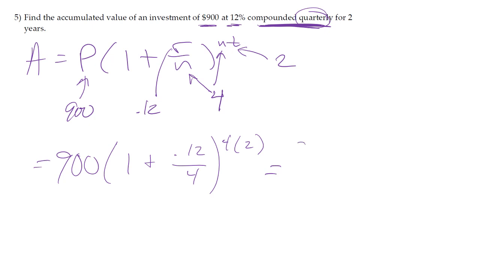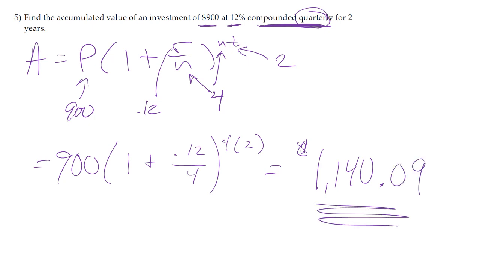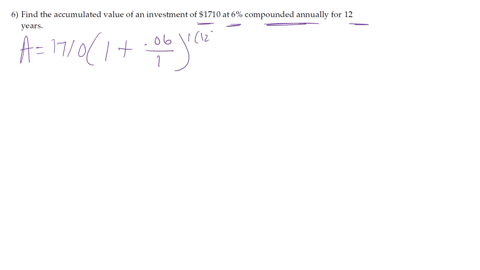So I ended up with $1,140.09. Now, another problem: money compounded annually for years. So A equals 1710 times 1 plus 0.06, annually is once, to the 1 times 12, and that'll give you your answer. Now that's not that different from the first one, just different percentages, so we should be able to get that answer.